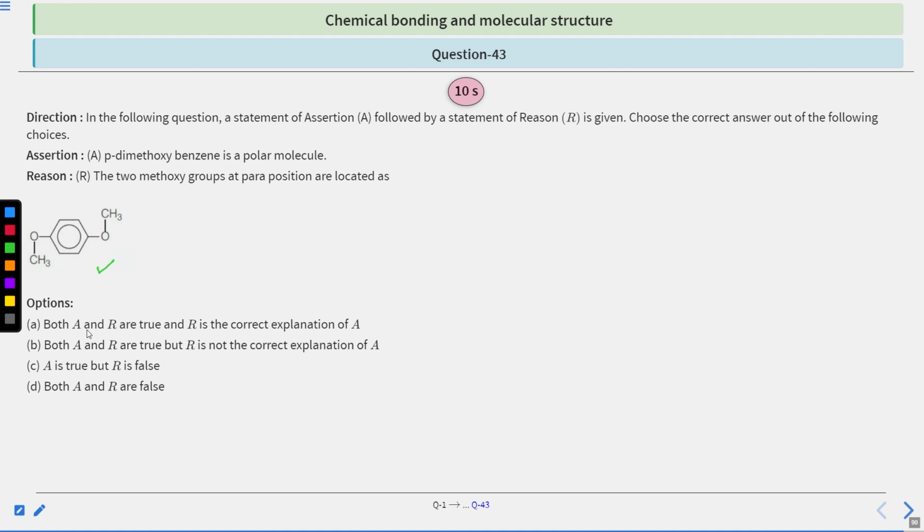Options are: both A and R are true, and R is the correct explanation of A. Both A and R are true, but R is not the correct explanation of A. A is true, but R is false. Both A and R are false. You have 10 seconds to solve this question. After that, we will see the answer.